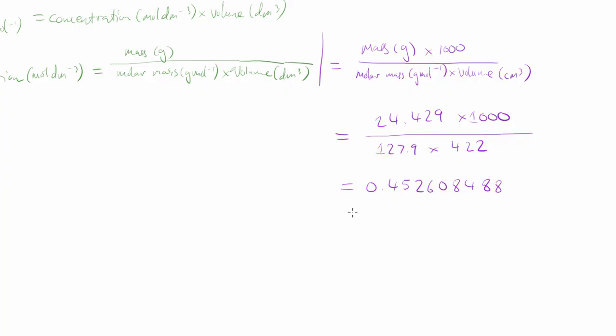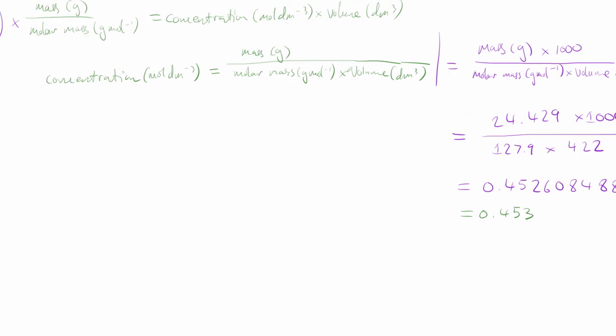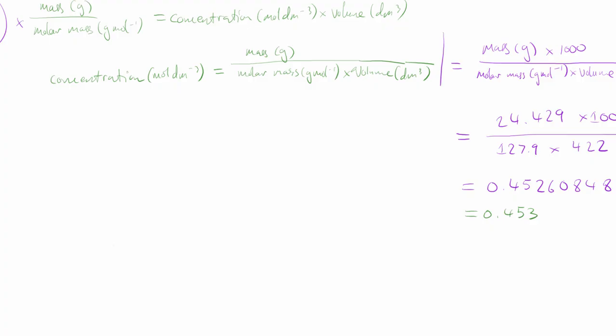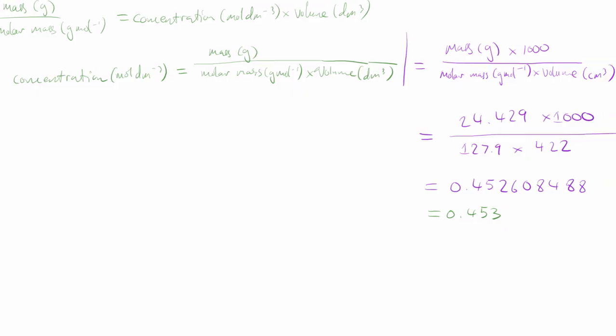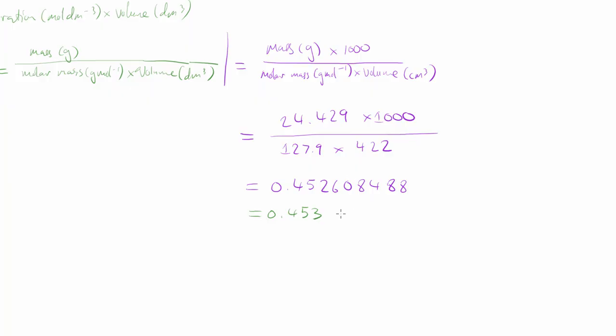So effectively that would then be equal to 0.453. What's missing at this stage is just the units. We would need to add our units before we can reasonably say we've got the answer. So that's 0.453 moles per dm cubed. Okay, so there you go.